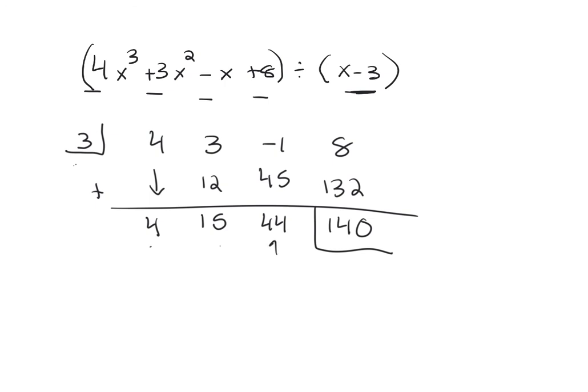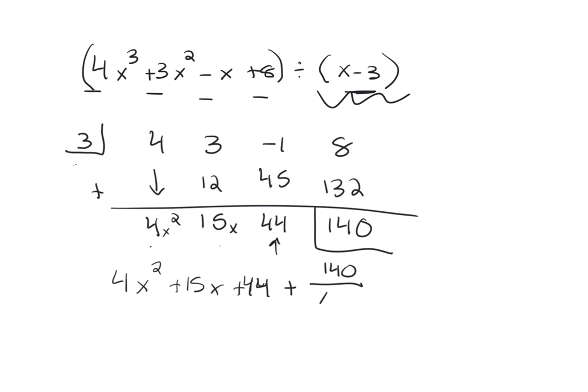And then this is your constant. This would be x. This would be x squared. So 4x squared plus 15x plus 44, and then plus the remainder, 140 over x minus 3.